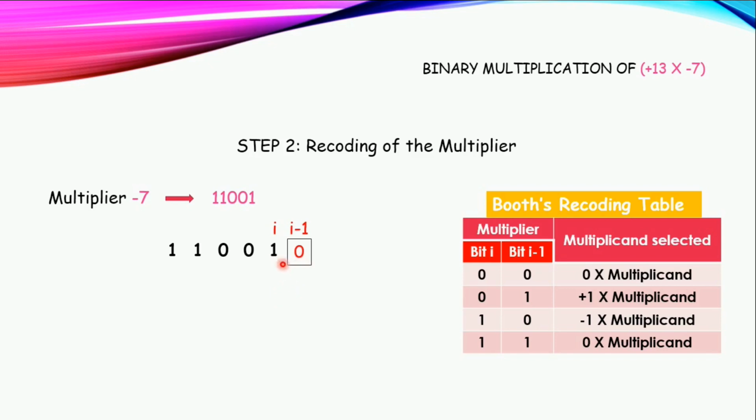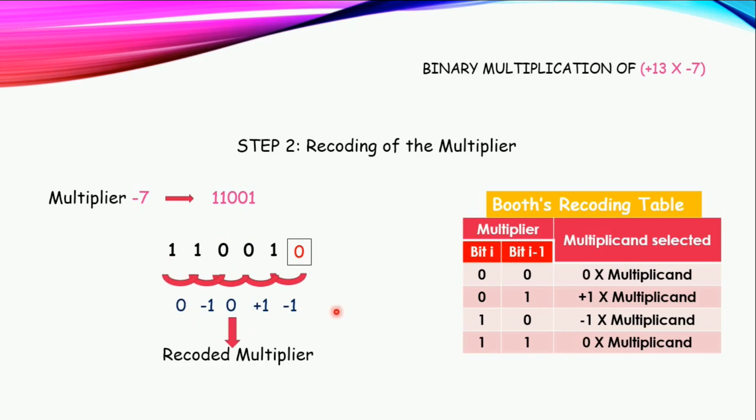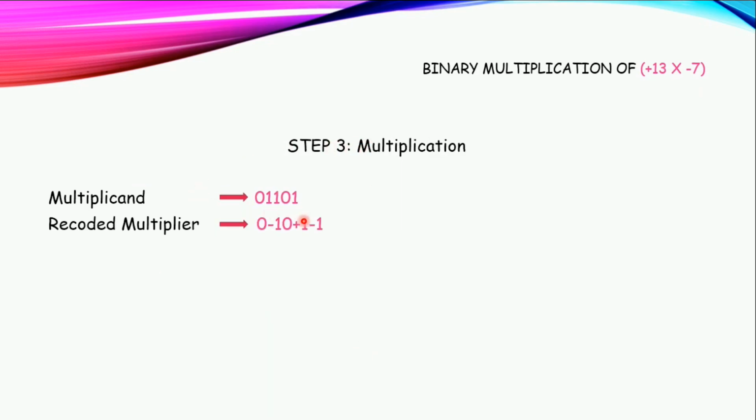For the combination 1, 0, according to the table, the recoded multiplier is minus 1. Then the next i value is 0 and i minus 1th value is 1. For the combination 0, 1, it is plus 1. For 0, 0, it is 0. For 1, 0, it is minus 1. For 1, 1, it is 0. So this is my recoded multiplier. Now I have to multiply the binary value of plus 13 with this recoded multiplier. That is my third step.